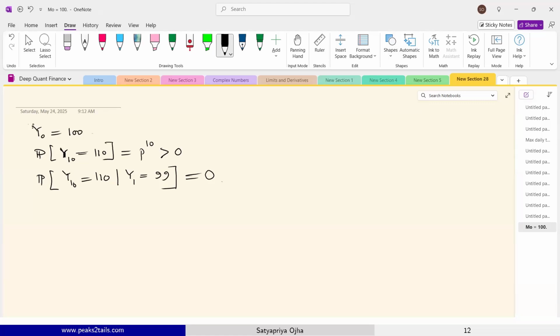Correct? So that means the unconditional probability of the same thing, Y10. This is the conditional probability, given that I have some more information. If the unconditional probability is not the same as the conditional probability, then they are dependent. Y10 very much depends on, you can say the probability of Y10 depends on Y1.